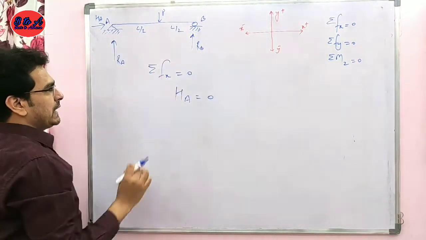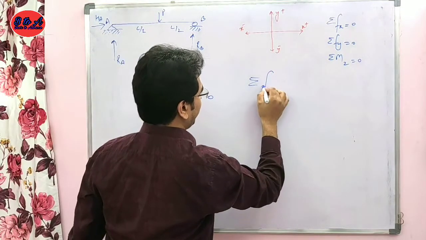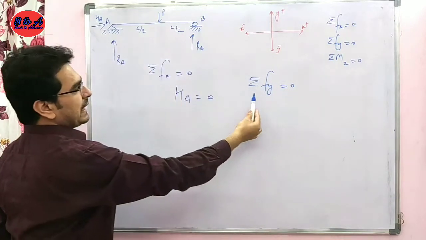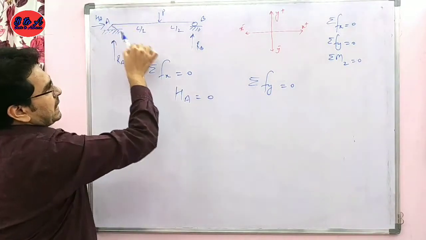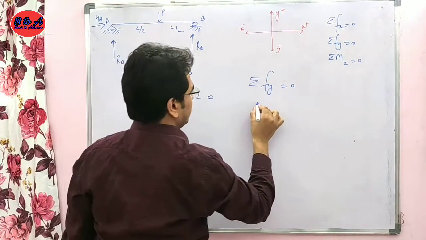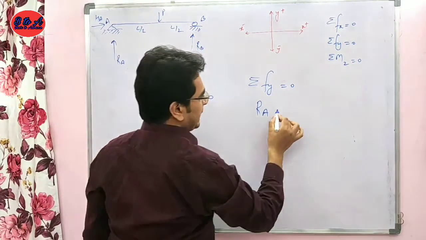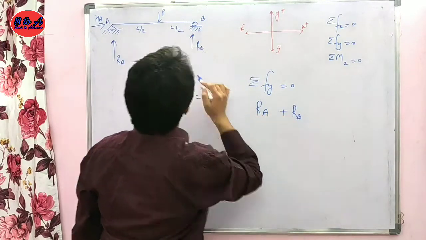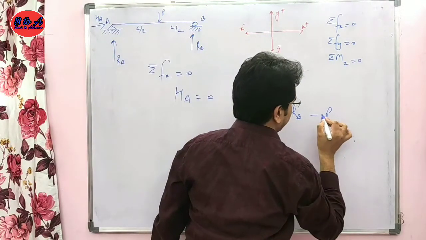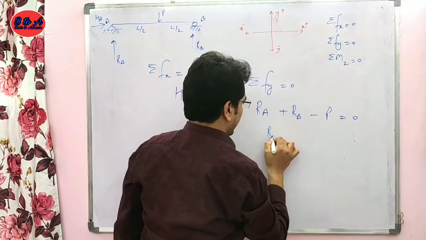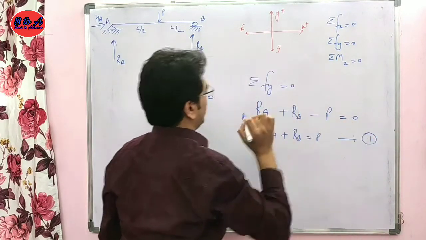Now I am using our second static equilibrium equation, that is the summation Fy is equal to 0. That is the algebraic sum of all the vertical forces must be 0. So RA is acting in the positive y direction, then I will take it as a positive RA. RB is acting in the positive y direction, so I will take it as a positive. Now P is acting in the negative y direction, so I will take it as a negative. Minus P is equal to 0. It means RA plus RB is equal to P. This is our equation 1.